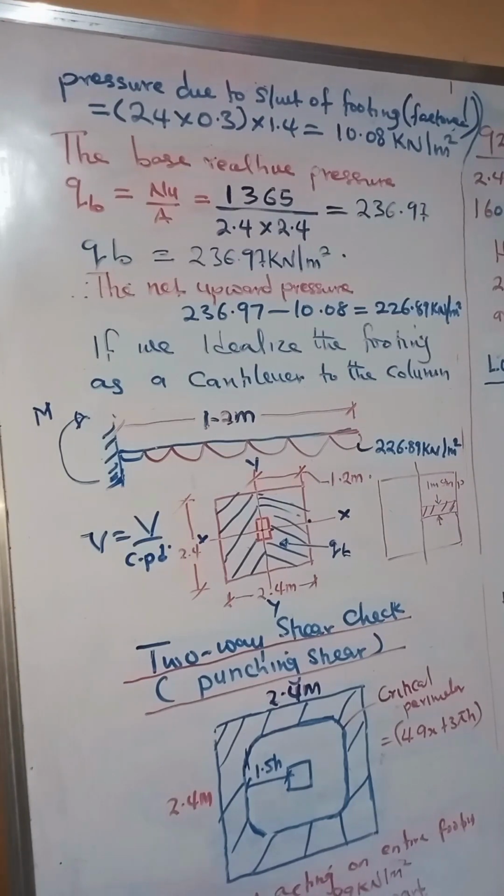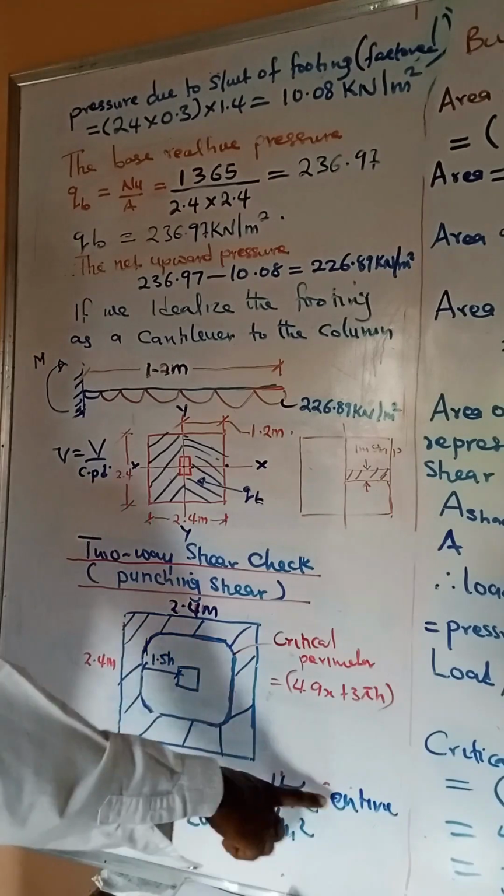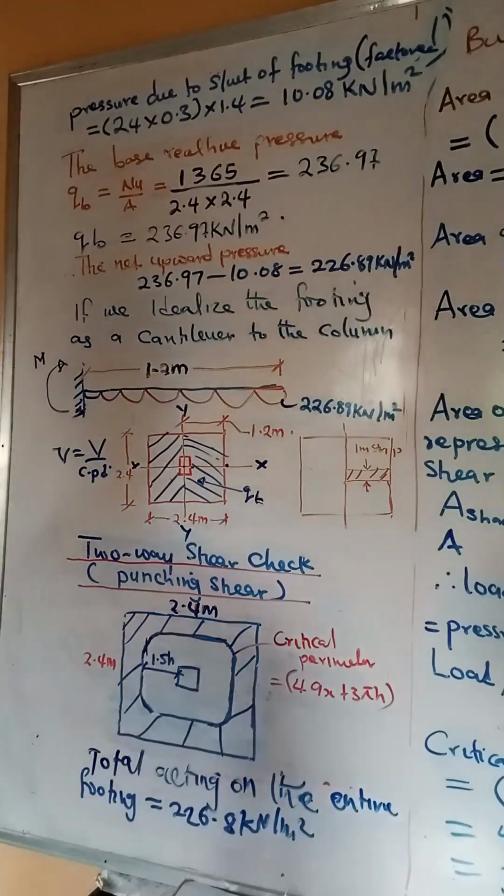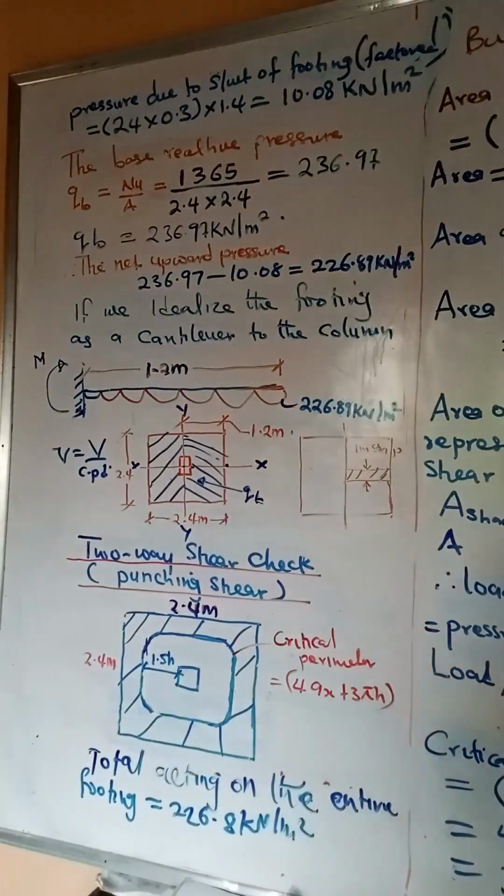Okay, so I said the total force acting on the entire footing is 226.8 kilonewton per square meter. So that gives us the total force acting on the entire footing.